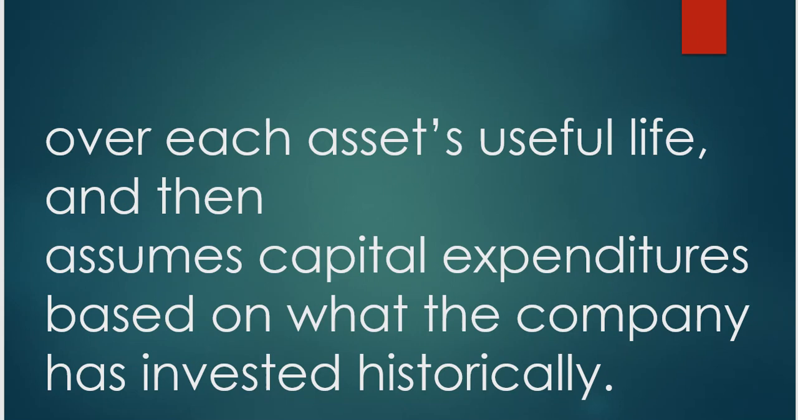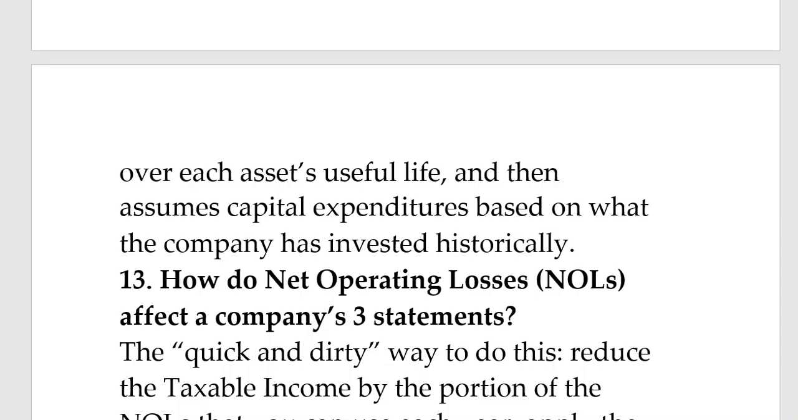each asset's useful life. Then we assume the capital expenditure based on what the company has invested historically. We can add CWIP in that because it's a part of the assets, and we can also put in the depreciation, which also depends on the timeline of the business and the nature of the assets. So this is another situation based on market scenarios and hypotheses.